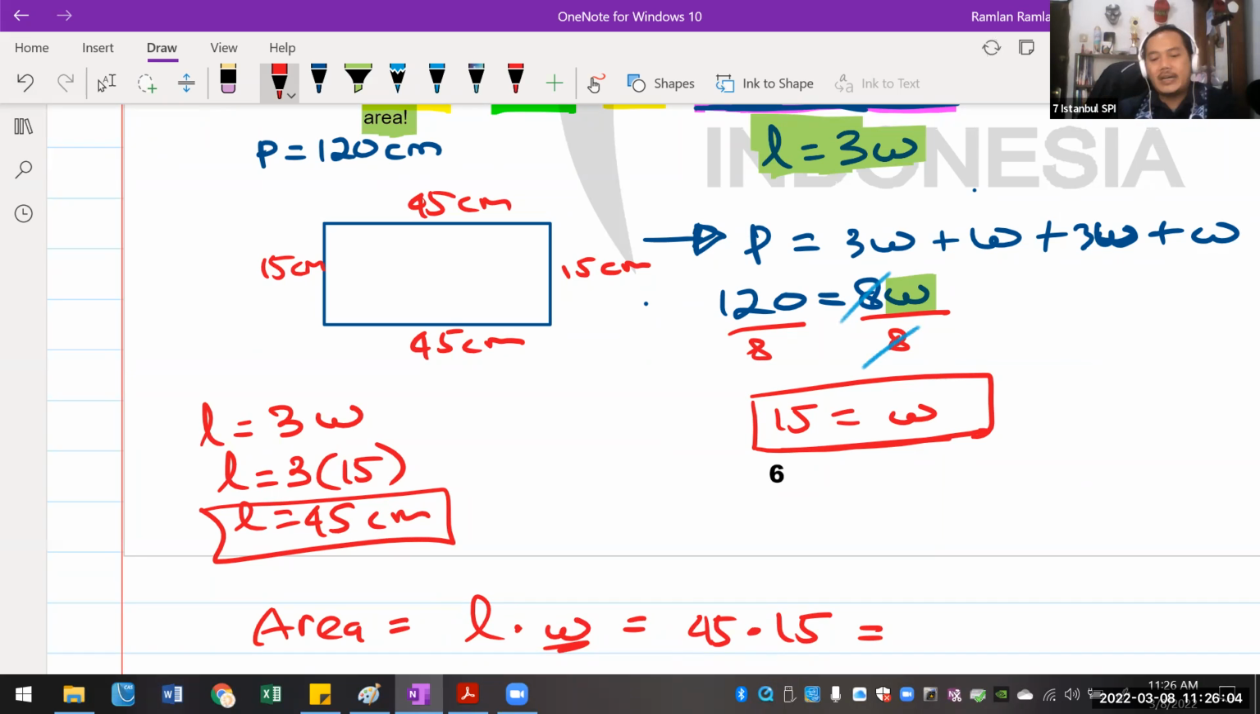So 45 multiplied by 15 will be equal to 675, because the unit is in centimeter. So write this down as centimeter squared. Okay, so those are the examples of word problems.